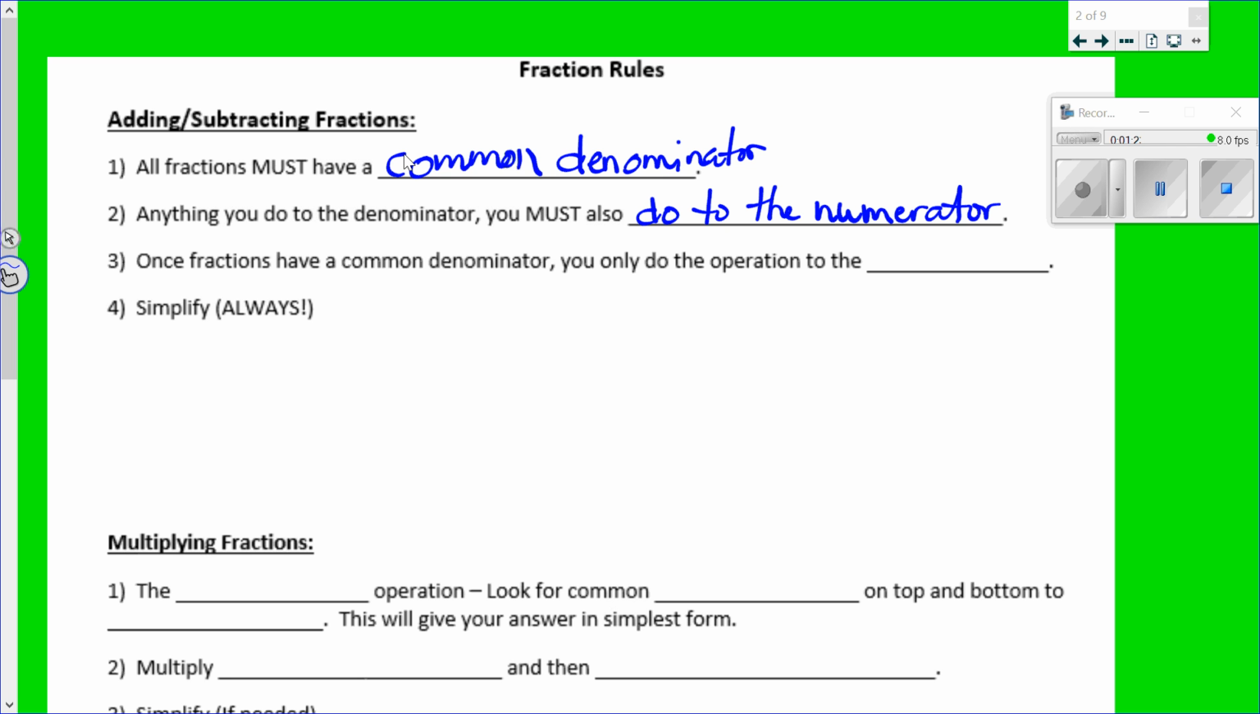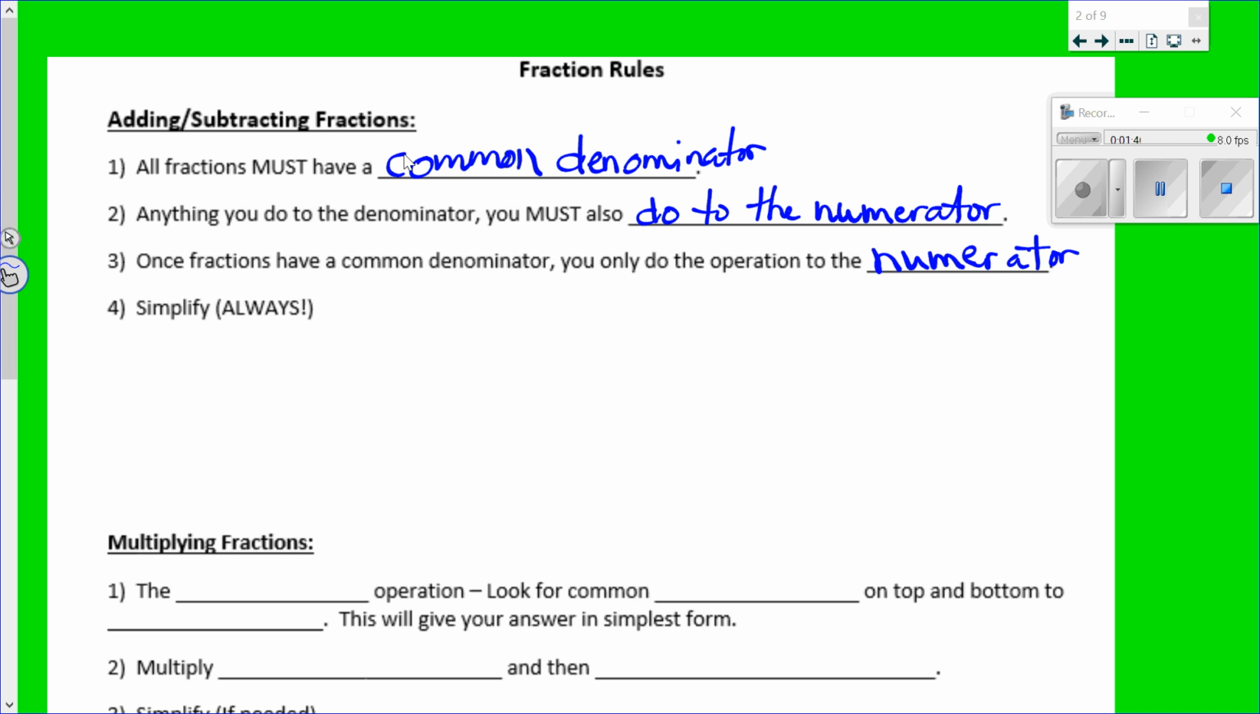Now, and here's the other really kind of funky part about this. Once you have done all of the work to get that common denominator, you actually don't do anything else with the denominators. You're only doing the operation, addition or subtraction, to the numerator. Okay?